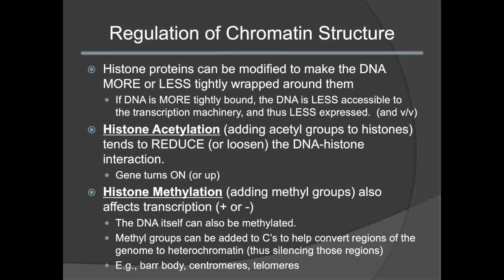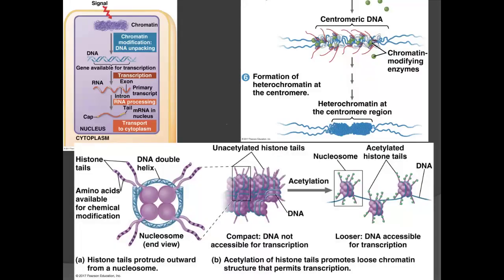Thus, the balance between histone acetylation and histone methylation will help to wrap and unwrap the DNA to control gene expression. In addition, DNA methylation can be used to form heterochromatin to silence complete areas of the genome. This gives an overview of the wrapping and unwrapping of DNA. Note that this is working at the level of controlling gene expression at the level of DNA.